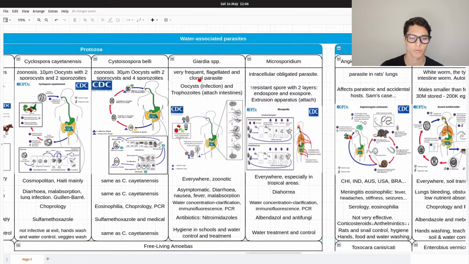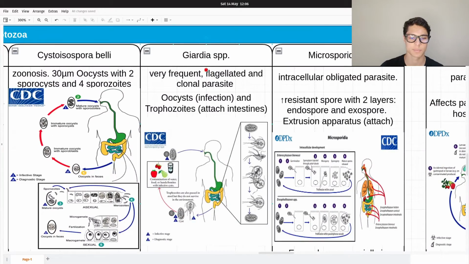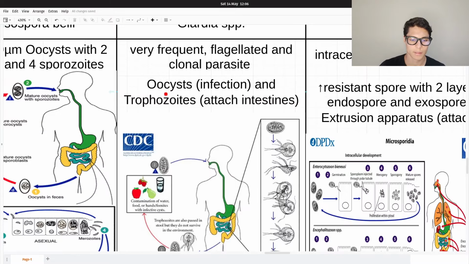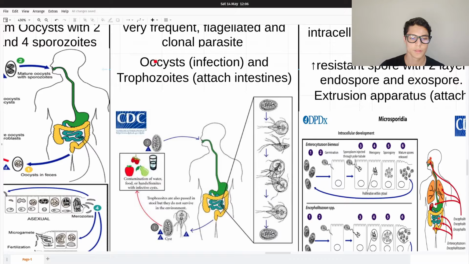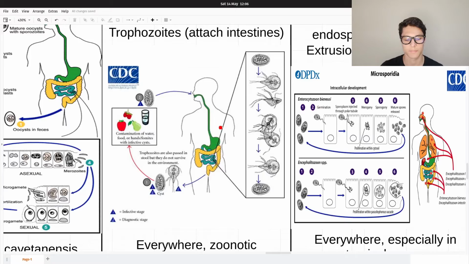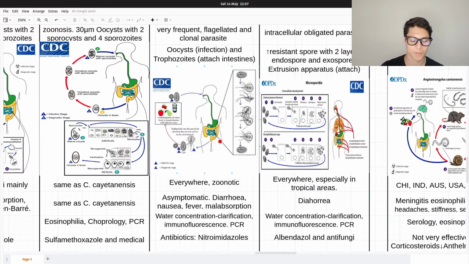Okay, so if we move on, we have Giardia spp. This is a very frequent flagellated and clonal parasite. Clonal means that they're all the same, they're very, very similar. And they have two phases, the cysts, which is the infection stage, and the trophozoites that attach to the intestines. They attack us and they stay there in our intestines.